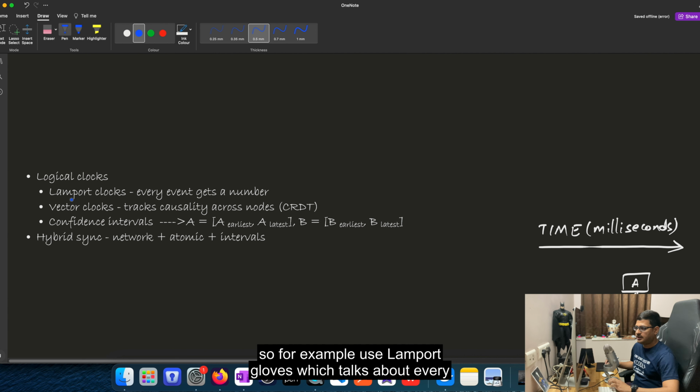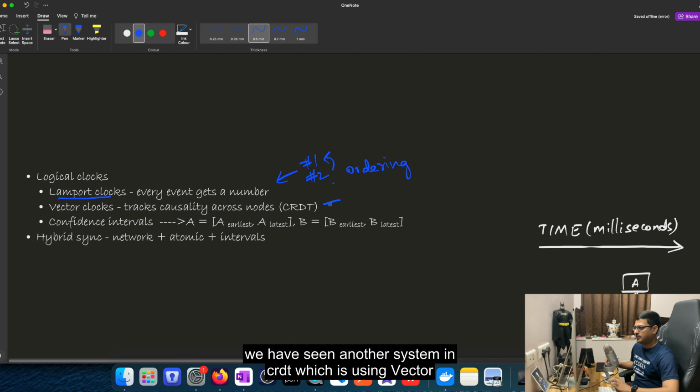For example, use Lamport clocks, which talk about every event getting a number. Every event gets some kind of unique identifier, which is automatically incrementing and so on. This is not relying on any particular timestamp. It is relying on some global total ordering. So this is one way to ensure ordering, but this does not guarantee any causality, which means that if 2 needs to happen before 1, this system does not take care of that.